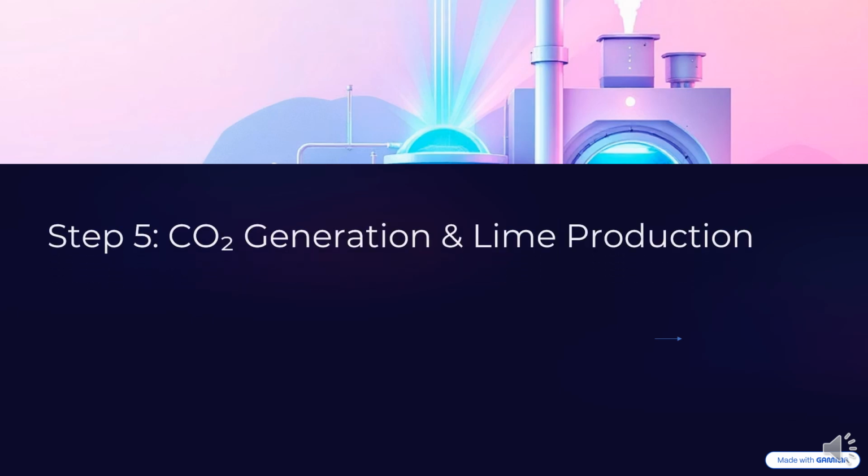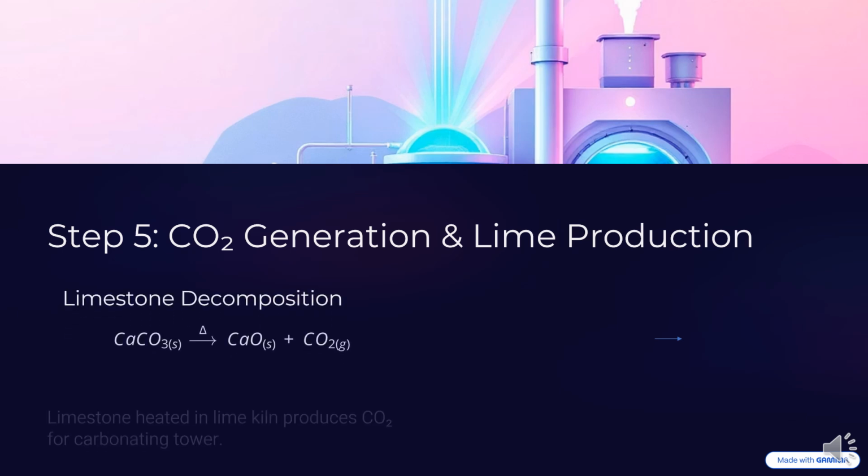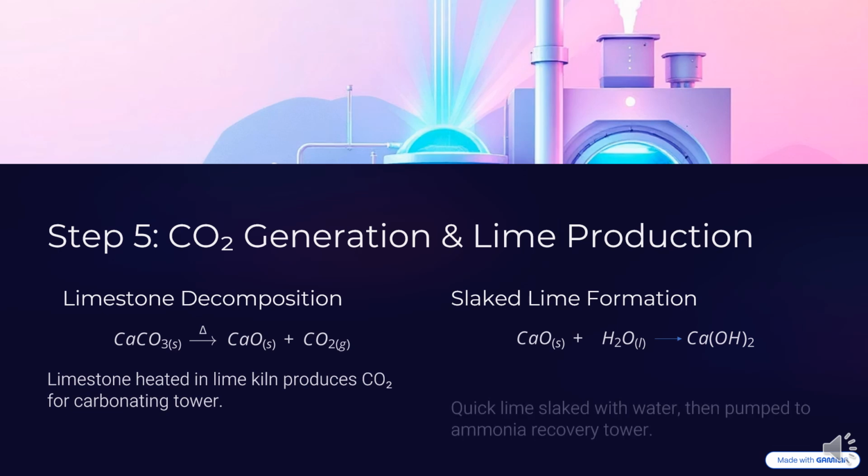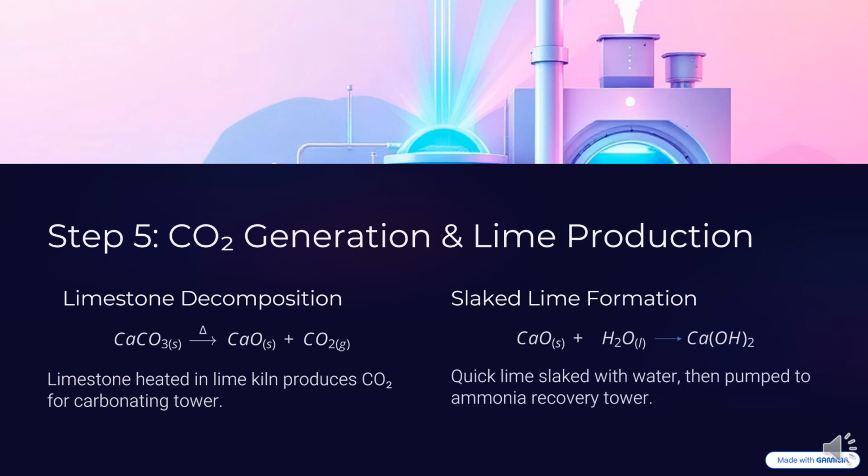Dear students, step number 5 is carbon dioxide generation and lime production. Limestone decomposition: calcium carbonate is heated to produce calcium oxide, that is lime, and carbon dioxide. This process is done in lime kiln producing carbon dioxide for carbonating tower. Slaked lime formation: calcium oxide is then treated with water to produce calcium hydroxide. Quick lime slaked with water is then pumped to ammonia recovery tower.